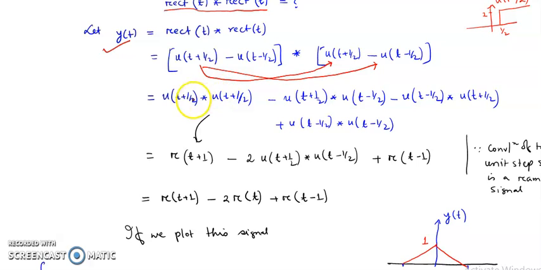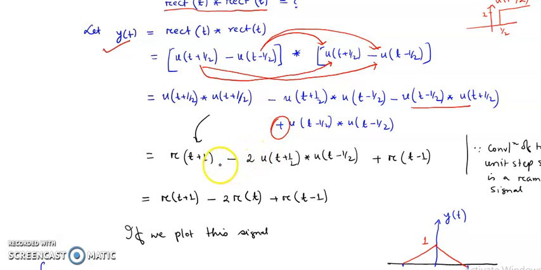So we can write u(t plus half) convolved with u(t plus half) for the first convolution. Then the negative symbol is there, so minus comes here: u(t plus half) convolved with u(t minus half). Similarly, for the third term, u(t minus half) convolved with u(t plus half), and the last term, u(t minus half) convolved with u(t minus half). There is a negative symbol between both components, so that is why this term becomes plus.